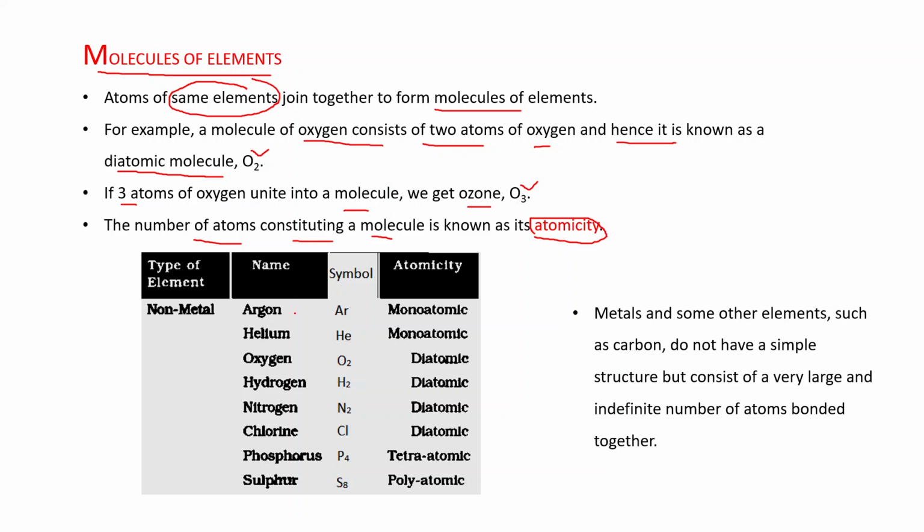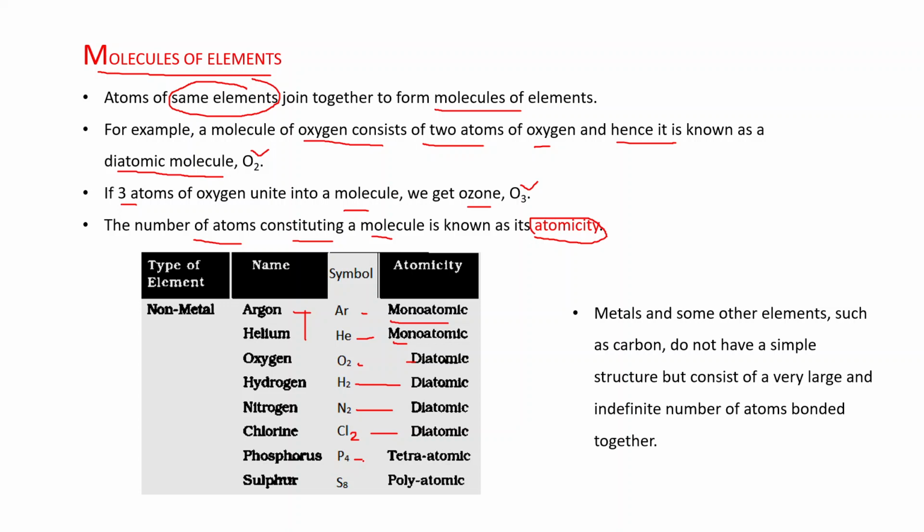We can say, like argon, its symbol is Ar. It has independent existence. Only one atom can exist, that's why it is monoatomic. Helium is again monoatomic. Actually, these are examples of noble gases. Oxygen, O2, diatomic. Hydrogen, H2, diatomic. Nitrogen, N2, diatomic. Chlorine, Cl2, diatomic.